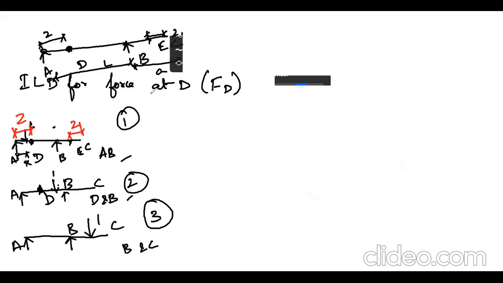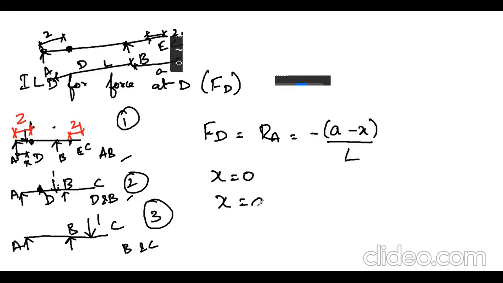For the third loading condition, I am applying the load at this point. It will be convenient for me to take the right portion, but there is no load at all, so we should not take that. Obviously I have to take this side only. So after solving, the value of FD will again be equal to RA, so it will be minus A minus X by L. It is also linear variation. Now the X is moving from 0 to A.